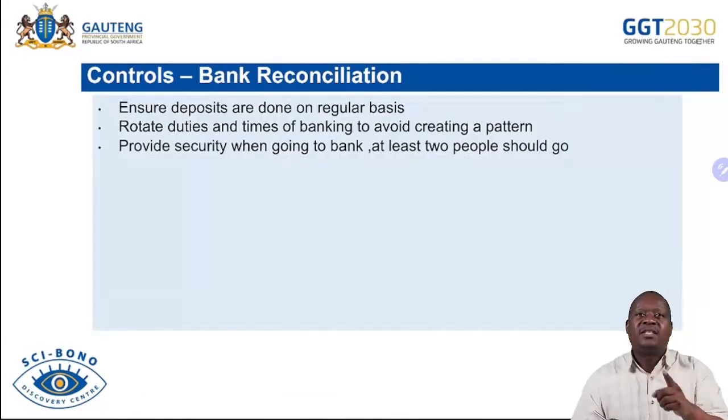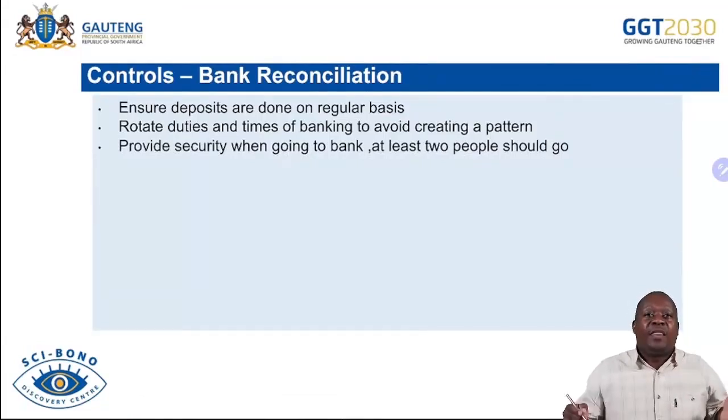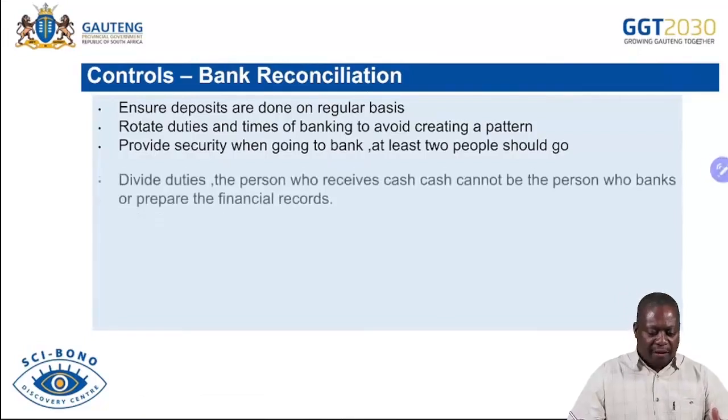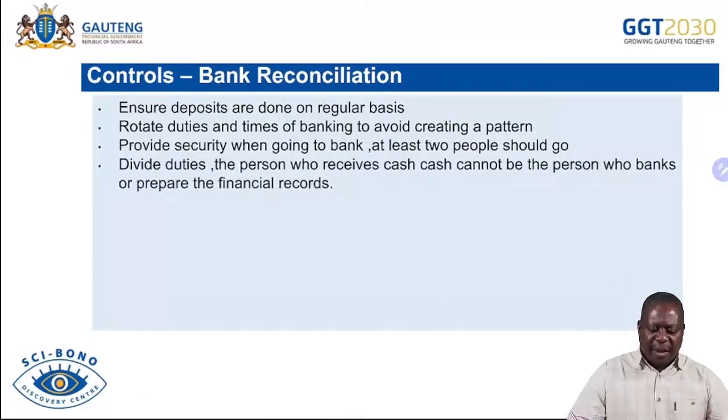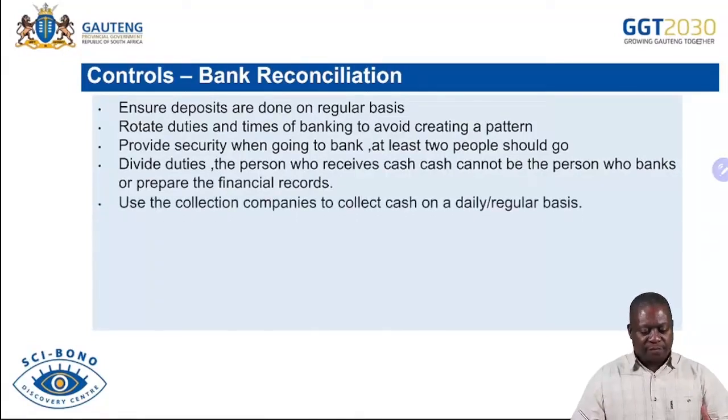That avoids situations whereby we don't know where the 5,000 went to. You still remember that 5,000. 23 was taken to the bank, but only 18 was deposited. We cannot say where the 5,000 went to. It's because we only had one person going to the bank. Divide duties. The person who receives cash cannot be the same person who banks or prepares financial records. When the same person is doing everything, they are bound to start wanting to be naughty. Division of duties is the solution.